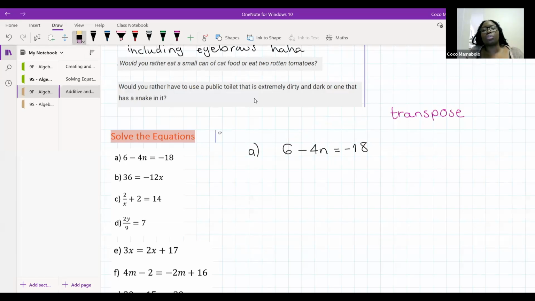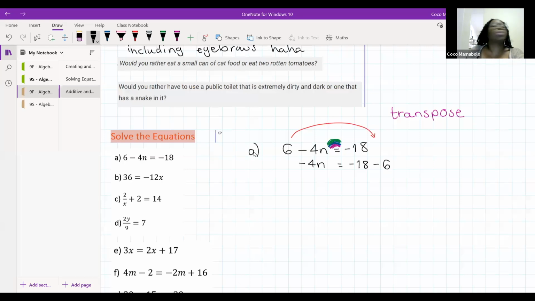What I call it with my kids is we call it over the rainbow. This is a rainbow. If you are positive on this side of the rainbow and you go over to the other side, you become negative. And if you are negative on that side of the rainbow and you come over to this side, you become positive. So we're going to take 6 over to that side of the rainbow and it's going to become negative 6. So what I'm going to have is negative 4n is equal to negative 18 minus 6.